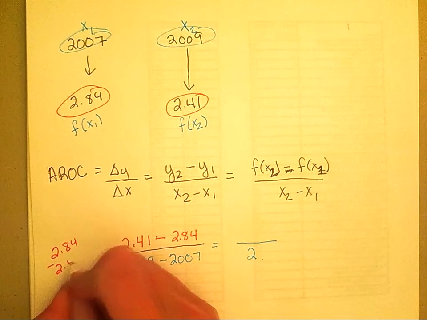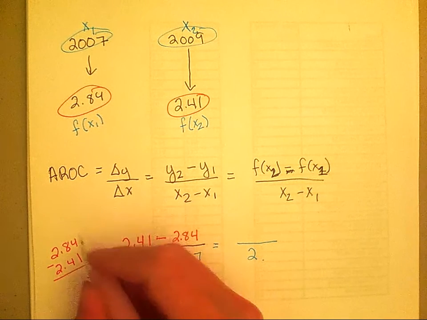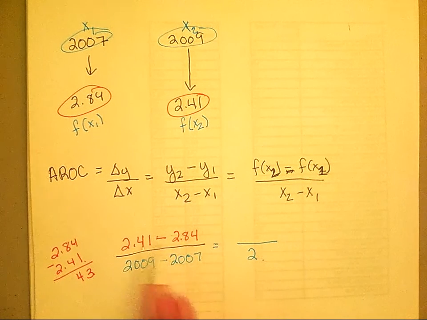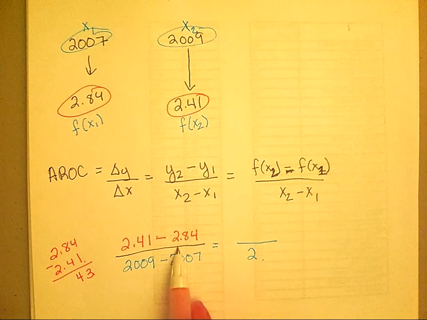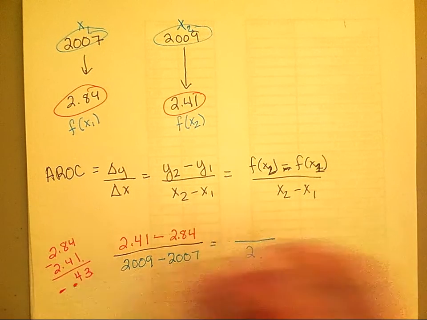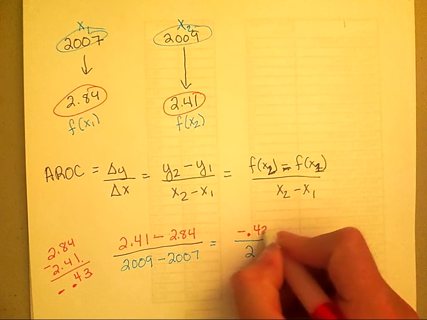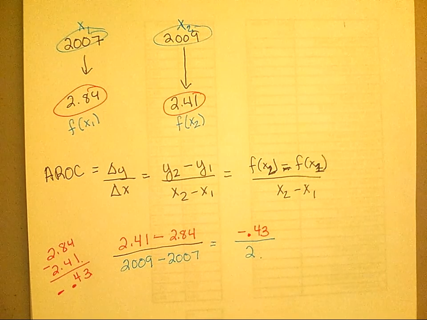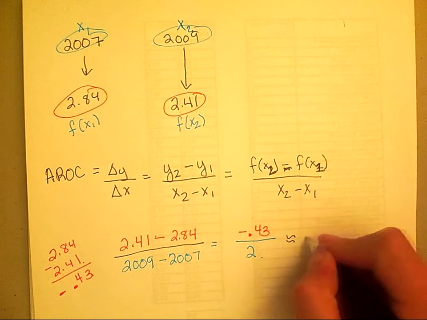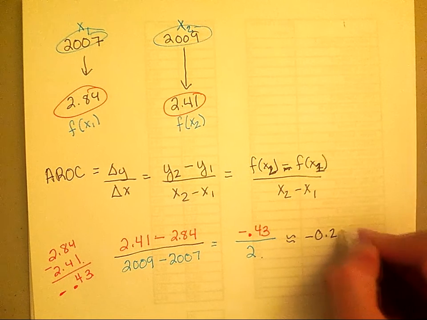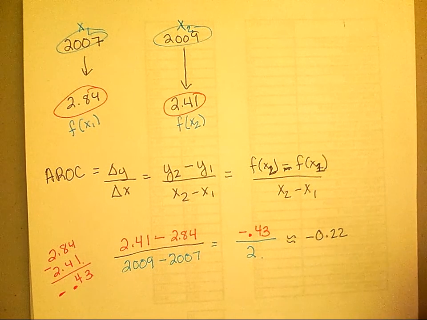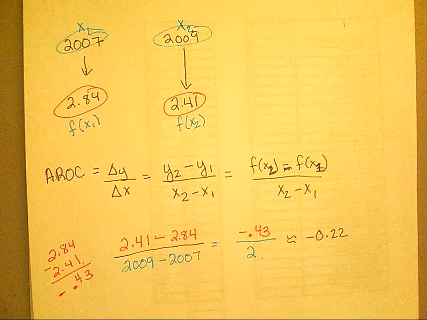So in our denominator, we simply have 2. For here, $2.84 minus $2.41. There was a change of 43 cents, but we're subtracting off a larger number, so we're actually subtracting negative 43 cents. Okay. And that's going to be approximately negative 22 cents. It decreased 22 cents. Alright, so that's how you determine average rate of change from a table.